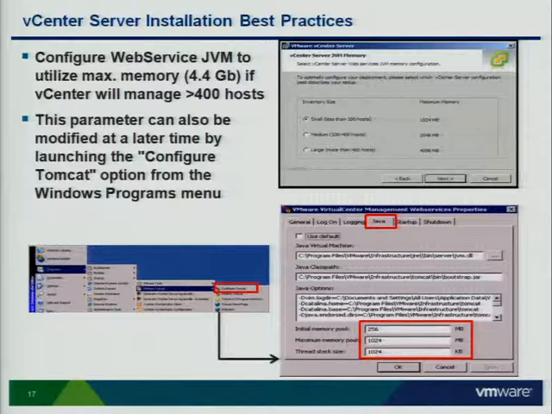So in VC 4.0, we actually introduced a service. As I said, we have been breaking out VC into different services. So one of the services that we introduced was a web management service. Basically the backend is Tomcat, and it enables multiple web services to be delivered via a single vCenter server instance. You could actually break them up across different services as well.